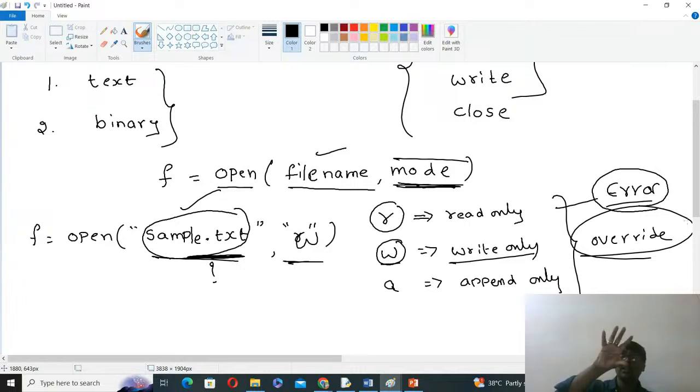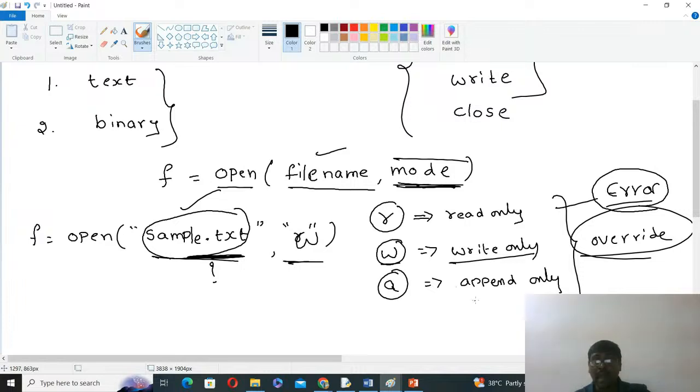For example, it consists of some information, hello, welcome to Python. If I open in write mode and write the statement, welcome to Java, it does not add. It overrides the information. Every time, whatever you have written freshly appears in your file. Clear?